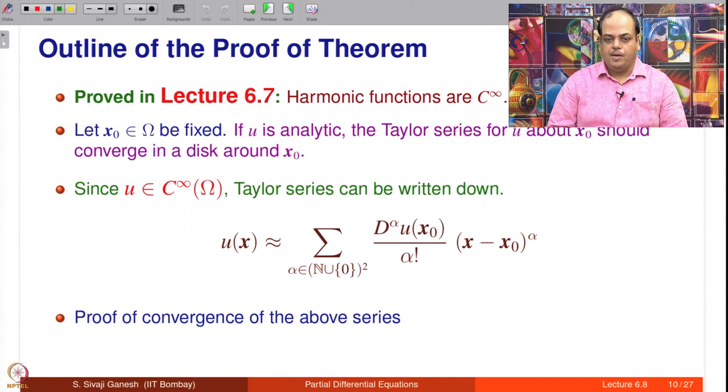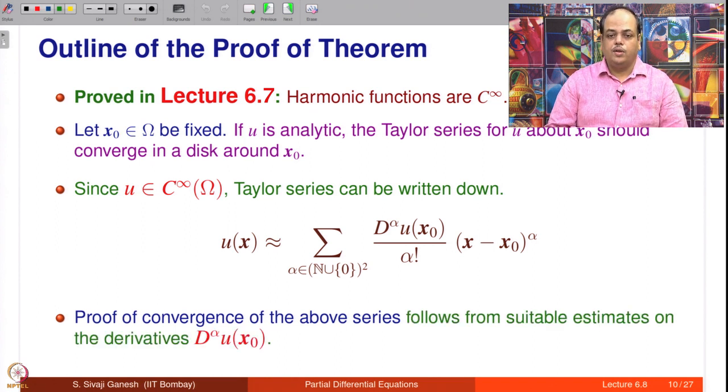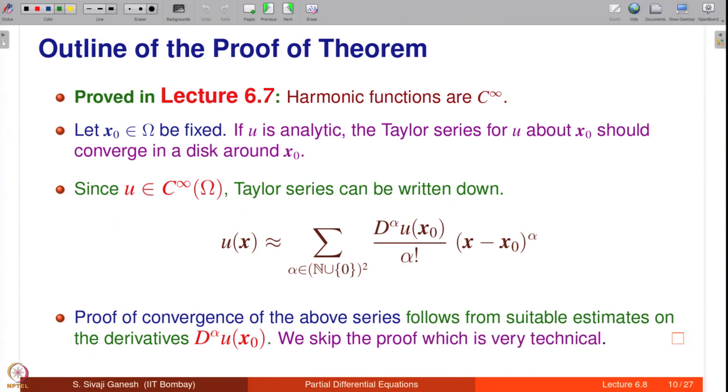Proof of convergence of the above series follows from suitable estimates on the derivatives, because these are very generic terms, they are not going to help you much. This is what is required: d alpha u should have some d k estimates. We skip the proof as it is very technical. Thus, harmonic functions are analytic.